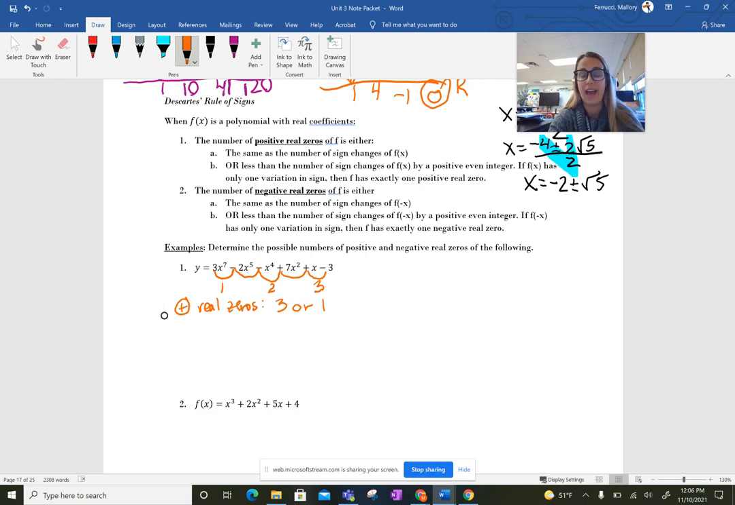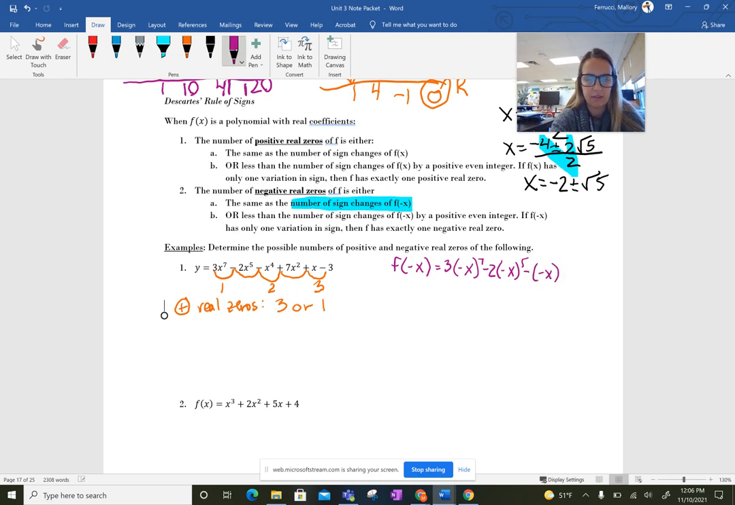Okay. Now for the negative real zeros, what you have to do first is change the original function. So we're going to plug in negative x, because that's what it says to do right here. Okay, so we get 3, parentheses, negative x to the 7th, minus 2, negative x to the 5th, minus negative x to the 4th, plus 7, negative x squared, plus negative x minus 3. Okay, sorry, I kind of ran out of room.